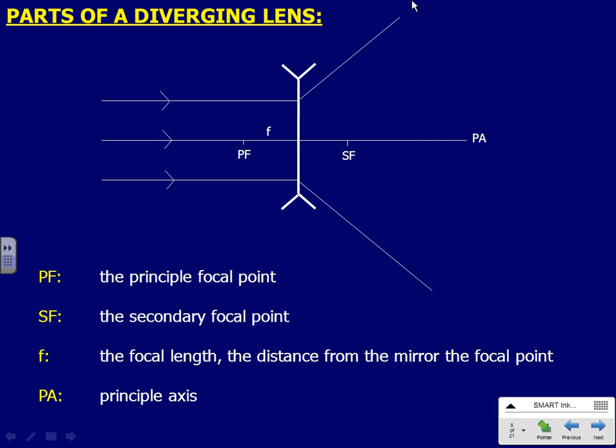You don't need the two F's on this one. Because just like mirrors, diverging lenses are not exciting in any way, right? They're always going to get us the same image. Converging lenses, though, they get us quite different images, just like converging mirrors. So the main difference is the PF is on the front this time, and the SF is on the back.